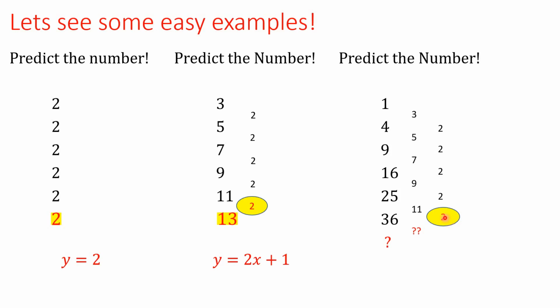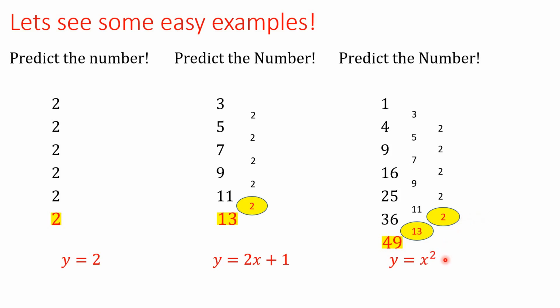If this number is 2, this number has to be 13, so that 13 minus 11 will be 2. And if it is 13, this number has to be 49, right? Because 49 minus 36 will be 13. And the polynomial which fits given data is this, x square.